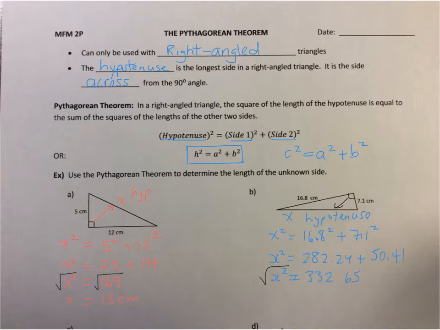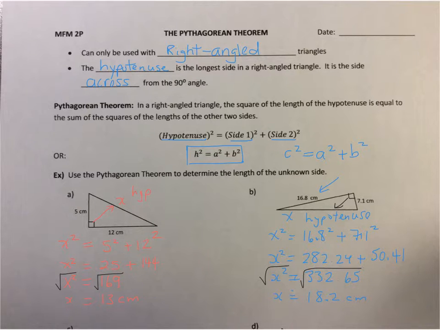At this point, I need to get x by itself, so I'm going to square root both sides. And when I do, I get approximately 18.2, if we round that correctly. And I just went to one decimal place because the side lengths in the question were both to one decimal place.